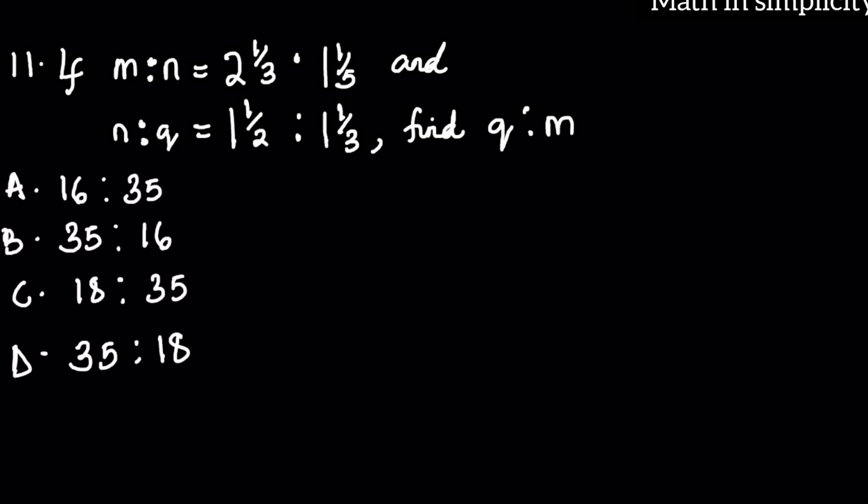This is question number 11, WAEC 2023 past questions. It says, if m is to n equals 2 whole number 1 over 3 is to 1 whole number 1 over 5, and n is to q equals 1 whole number 1 over 2 is to 1 whole number 1 over 3, find q is to m.